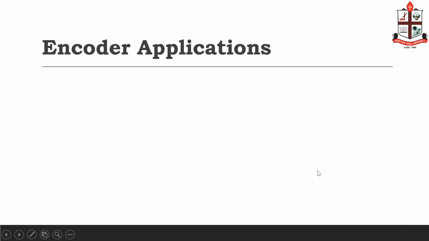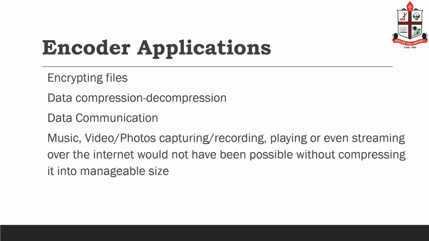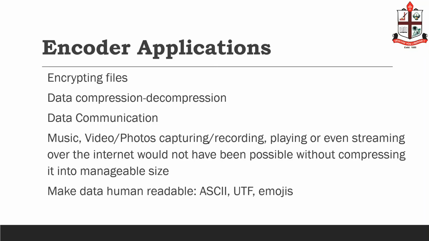Now here are some applications of encoders. Encoders are used to encrypt files. They are very useful in the process of compression. Encoding is considerably used in data communication and in the processing of different types of data like music data, video, photos, capturing and recording. Encoding plays a huge role, and encoding is equally important in the representation of different types of data.